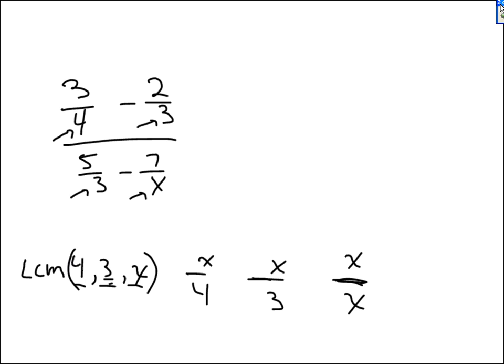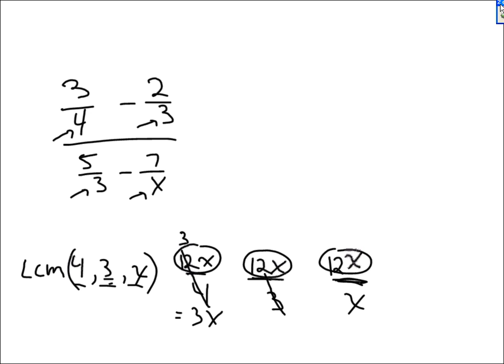Now, the first common multiple of 4 and 3 is 12. But the answer is 12x. I want one thing that 4, 3, and x go into. And 4 goes into 12x, 3x times. 3 goes into 12x, 4x times. And x goes into 12x just 12 times. No remainders. So the LCM is 12x.